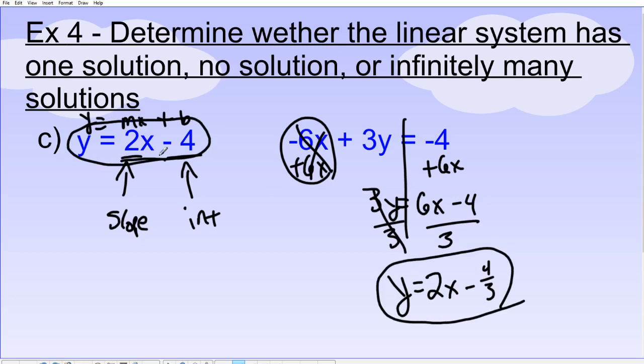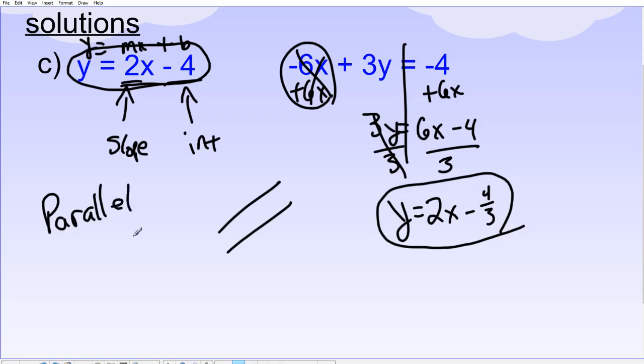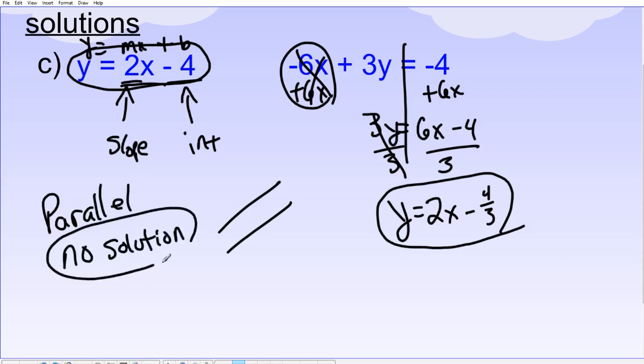Okay, so what do we notice about them? We notice that they have the same slope. So the slopes, the slanties, are the same. We also notice that they have different y-intercepts. So where they're crossing the y-axis is different. So that means these are not the exact same line. Even though they have the same slope, they're parallel. They're not the exact same line. They're going the same direction, but they're separate from each other. So these guys are parallel, which means there is no solution. There is no place where these lines intersect each other. They do not cross. There's no solution.